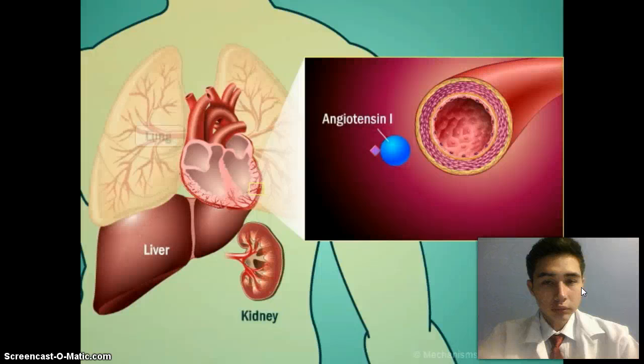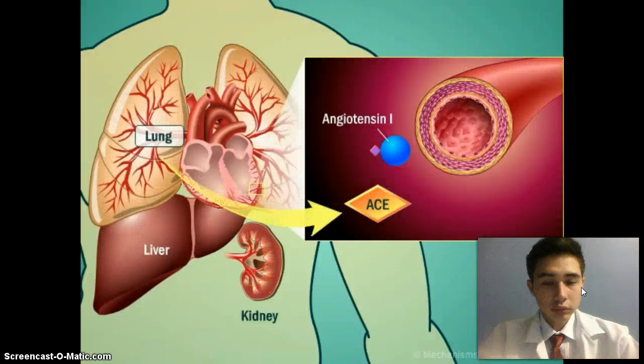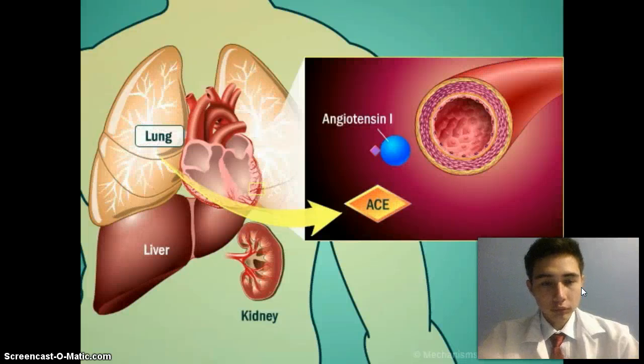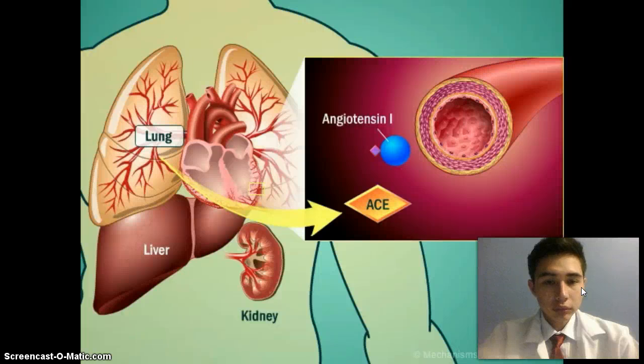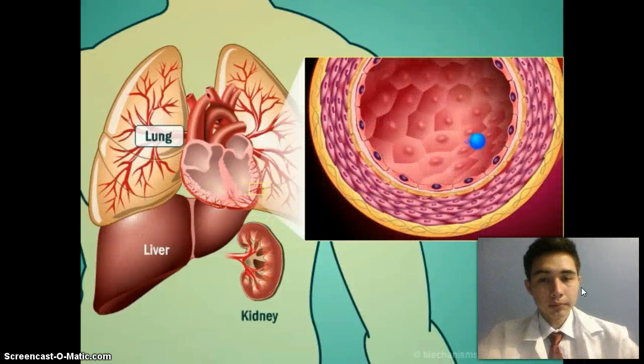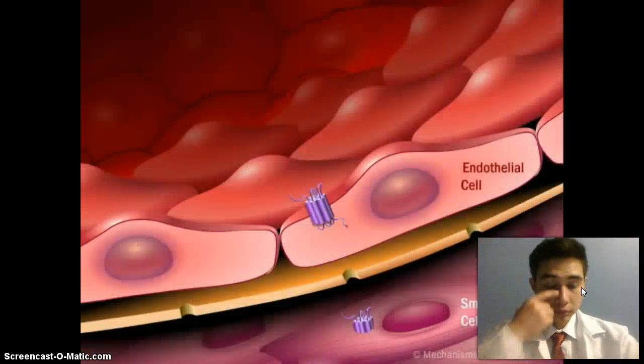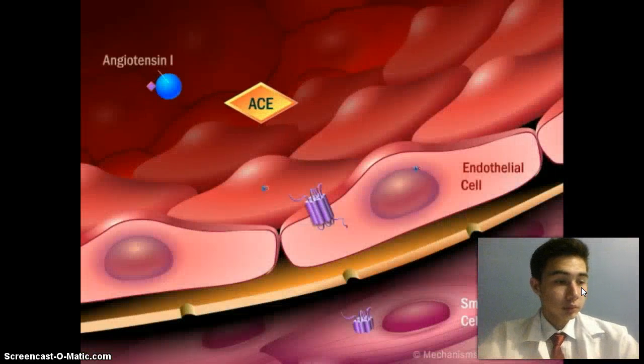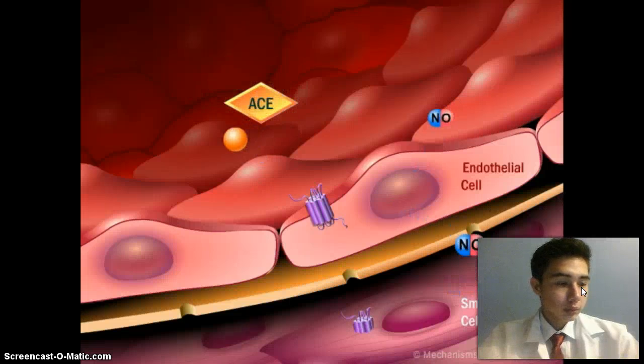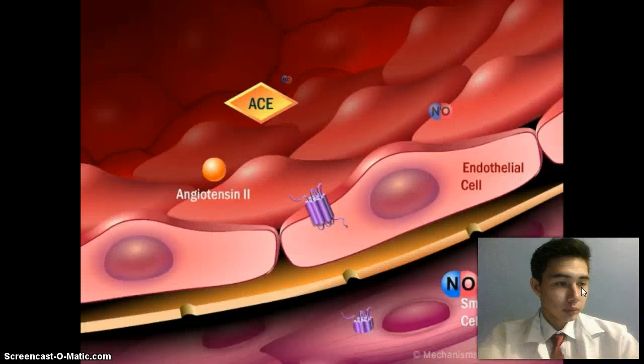Further transformation of angiotensin is carried out by angiotensin converting enzyme, or ACE. This is predominantly found in the pulmonary circulation. However, ACE is also produced in the vascular endothelium of many tissues, including the kidney, adrenal gland, brain, and heart. The angiotensin converting enzyme converts the inactive precursor angiotensin 1 into the vasoactive peptide angiotensin 2.